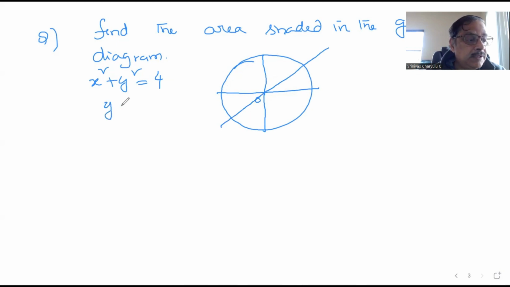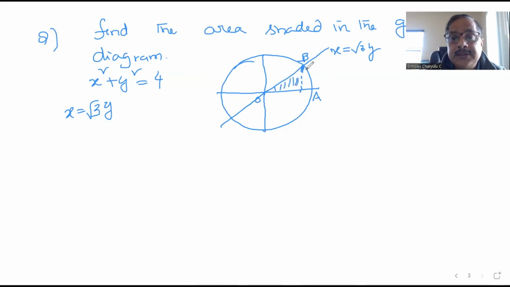This line equation they have given: x is equal to root 3 into y. This is the equation of the line, and this is the equation of the circle. So let us see what they're asking you to find out. I am dropping one perpendicular from the point of intersection here. They're asking, find the area of this shaded region.